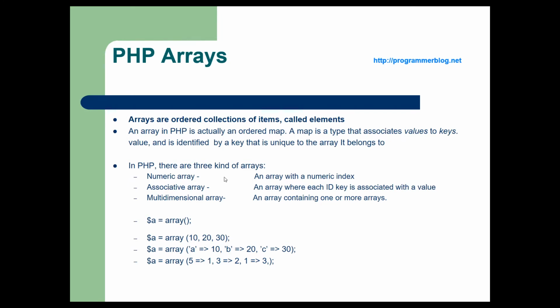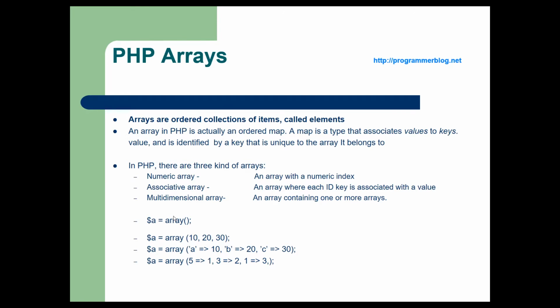There are three types of arrays in PHP: numeric arrays, associative arrays, and multidimensional arrays. Numeric arrays are arrays with a numeric index. Associative arrays have keys associated with a value, while multidimensional arrays can contain one or more arrays inside them.